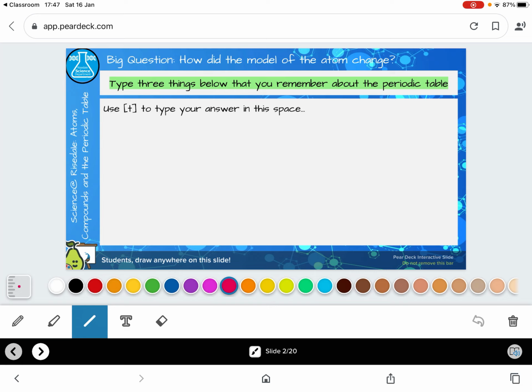First slide asked you to type some things you remembered about the periodic table, and you remembered lots of fantastic things. I can read some out to you if you would like. The periodic table goes with numbers and letters to make things. There was elements. It was created by Dmitri Mendeleev. The horizontal rows are called periods. The vertical rows are called groups.